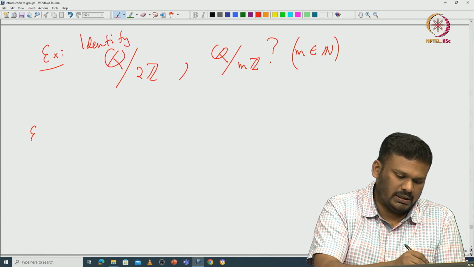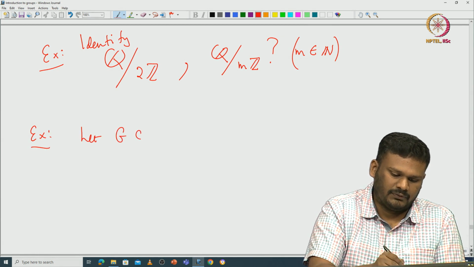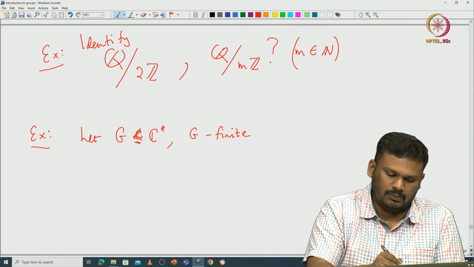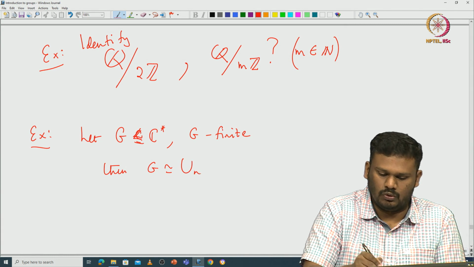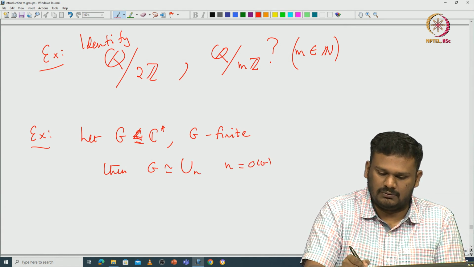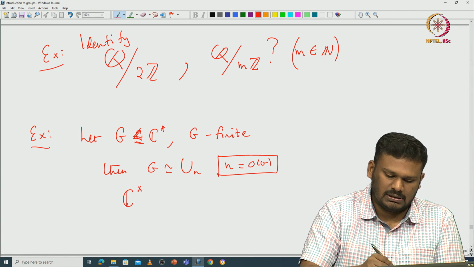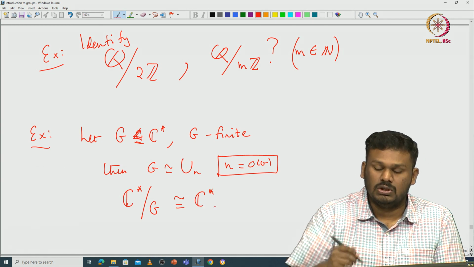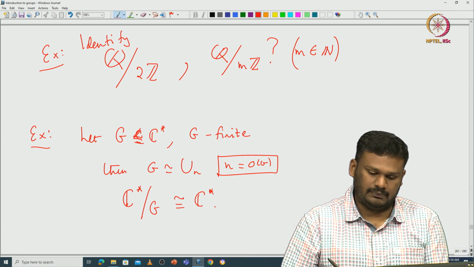And here is another exercise which is easy. Let G be a finite subgroup of C star. Then you can see that G is isomorphic to some U_n, where n is the order of G. In particular, C star modulo G is isomorphic to C star. So for any finite subgroup, C star modulo G is isomorphic to C star.